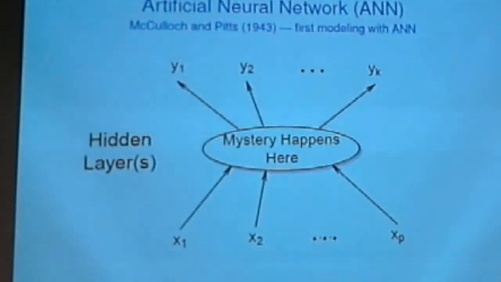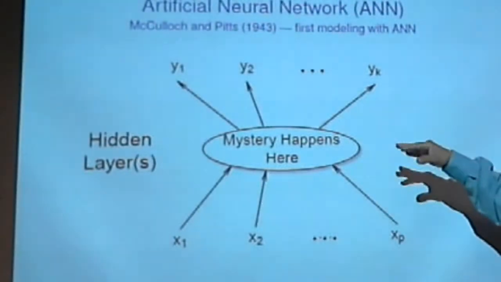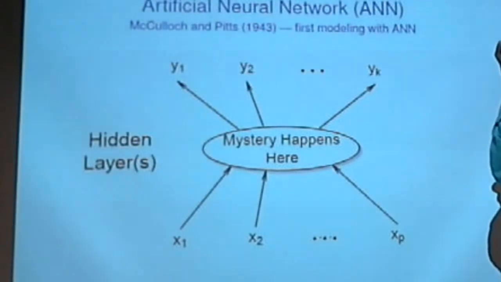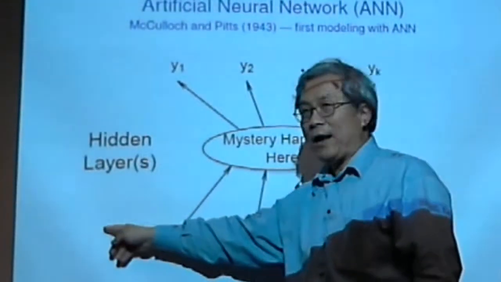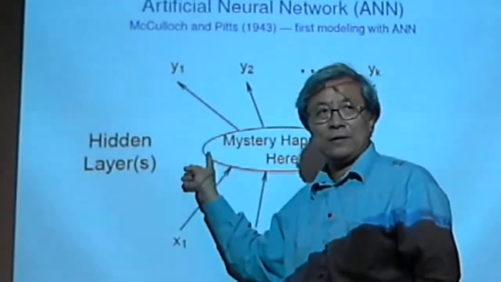Now here, this artificial neural network was proposed by these two authors in 1943. They first did this model with this artificial neural network. In a sense, there are other models in this format, like projection pursuit regression and structural equation modeling. But here, these are the input variables. Of course, you can also include the constant term here. Input variable 1 here is a constant term.